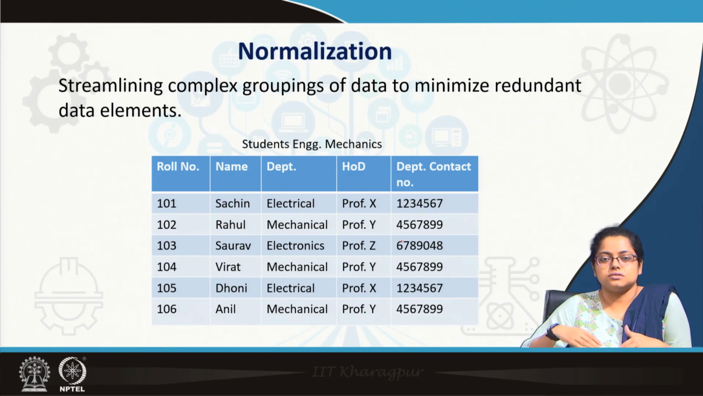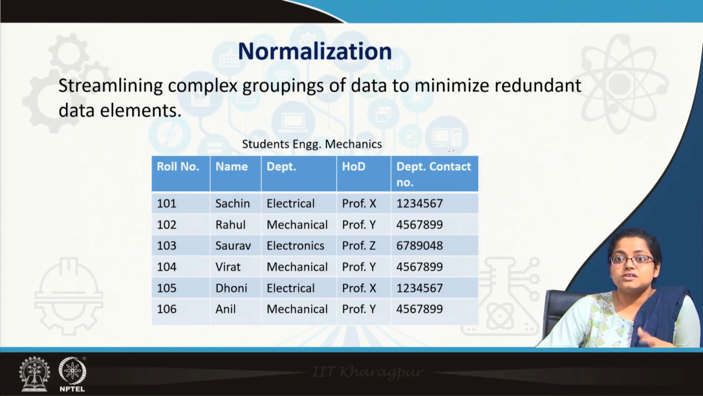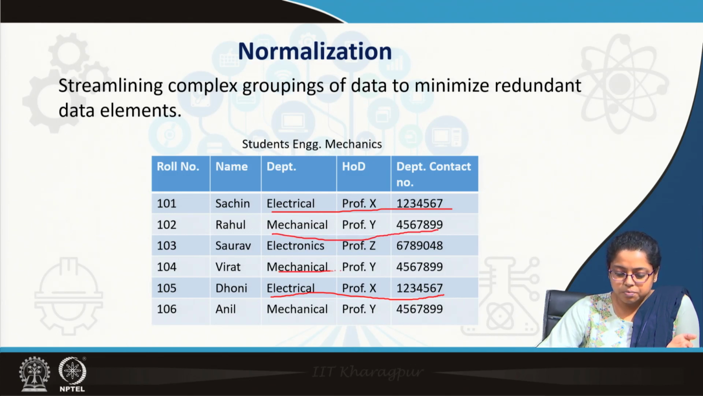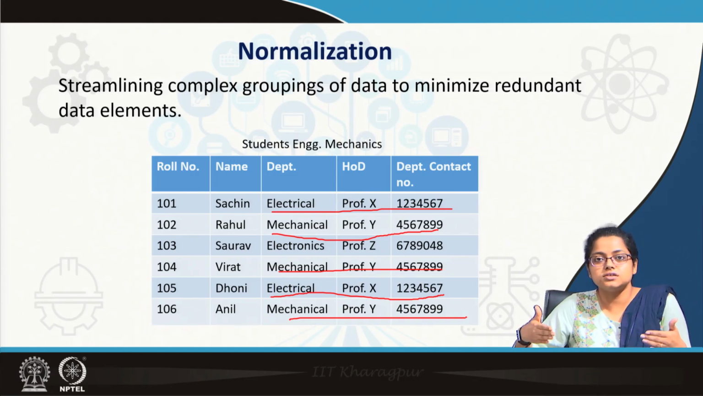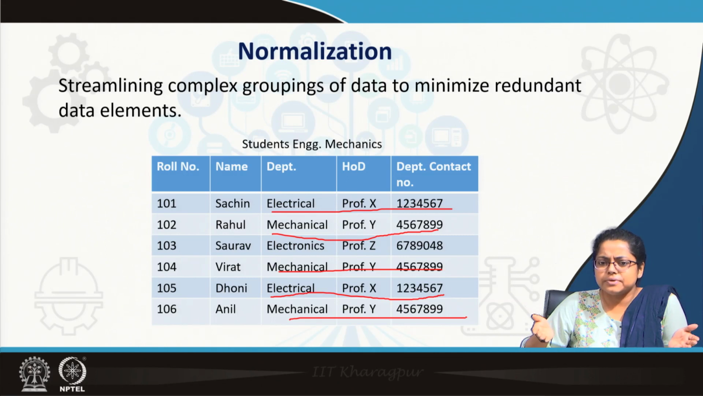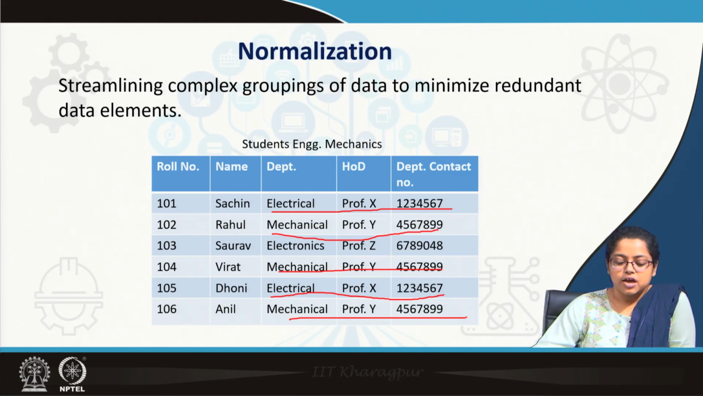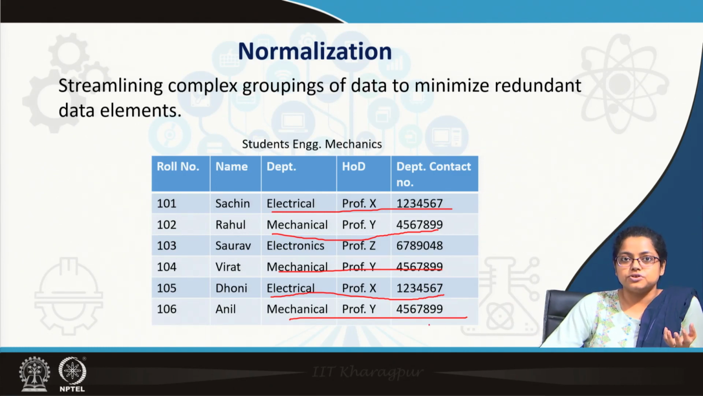Here we see a pattern, right. We see that there is a lot of repetition, or what we call redundancy. Electrical engineering, Professor X and the department contact number are getting repeated here. Similarly, mechanical engineering details are getting repeated thrice. If there is a huge table, there would be a lot of repetition, a lot of redundancy and a lot of overlap that would result in a lot of space wastage. We do not want that, it creates unnecessary confusion and unnecessary wastage of space, and storage space is money. So, how do we try to tackle this particular problem?